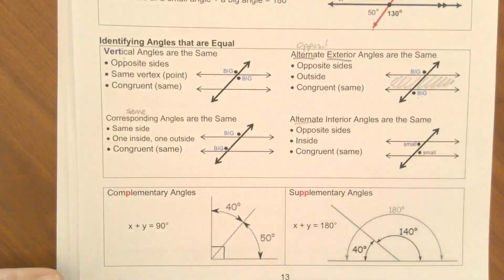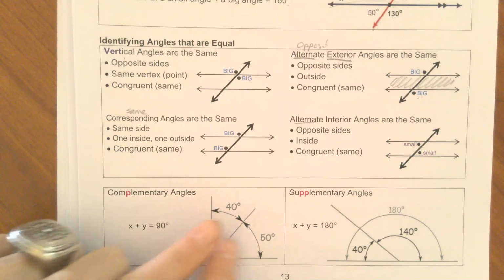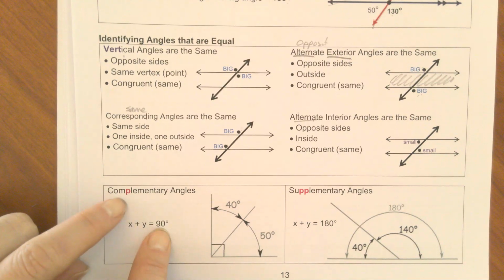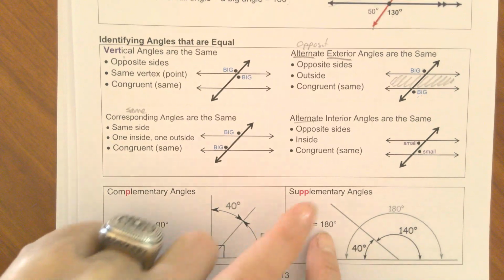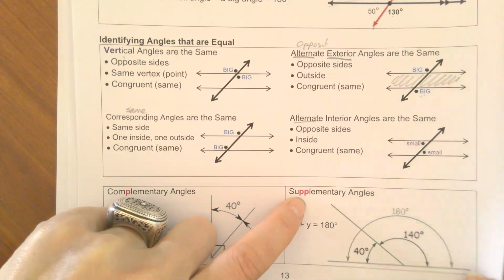Now we also have the rule from before. If I add two angles together and it's equal to 90, one p, complementary. If I have two angles and I add them together and they're 180, supplementary, two p's.